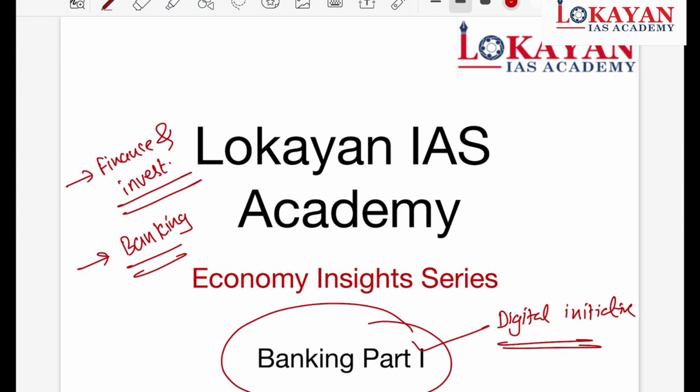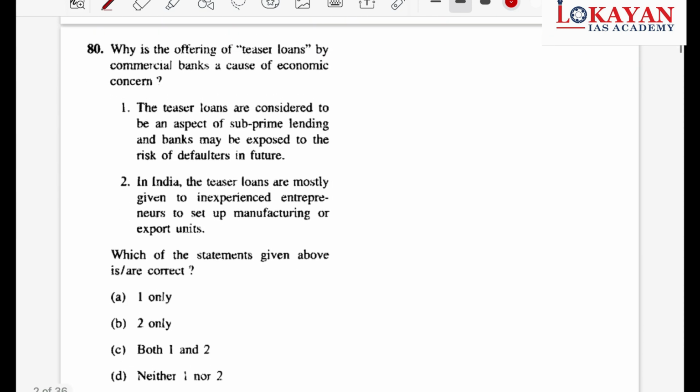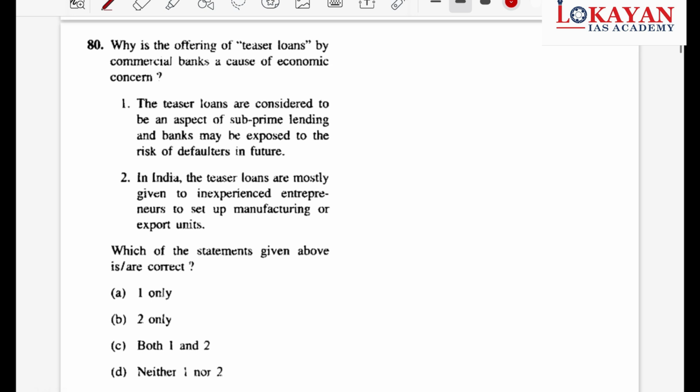Okay, so let's start the video. The first question is about teaser loans. Why is the offering of teaser loans by commercial banks a cause of economic concern? Before solving this, let's understand what is meant by teaser loans.